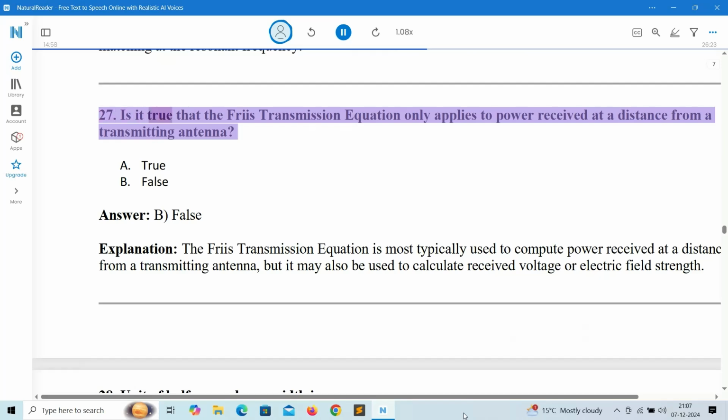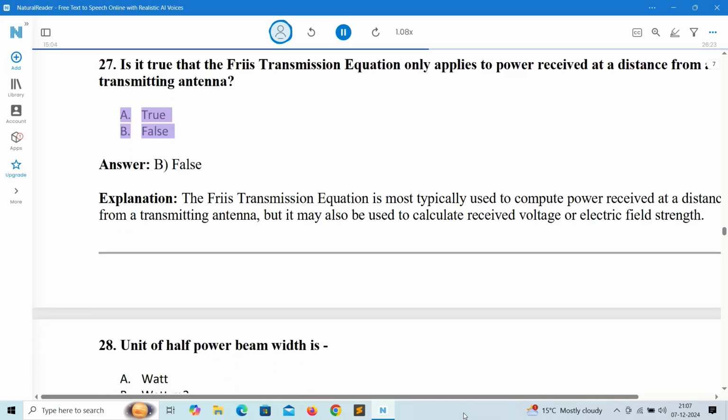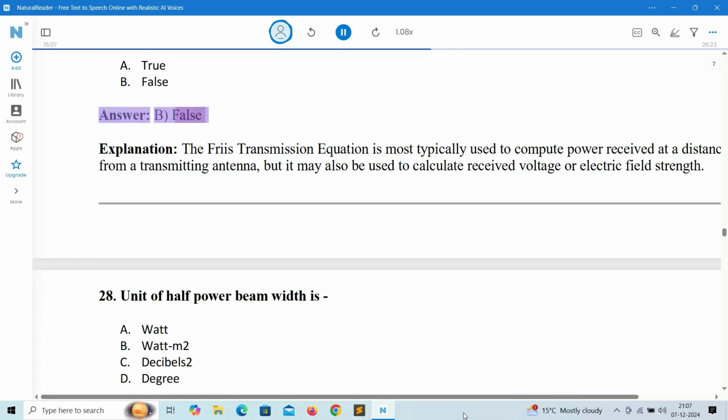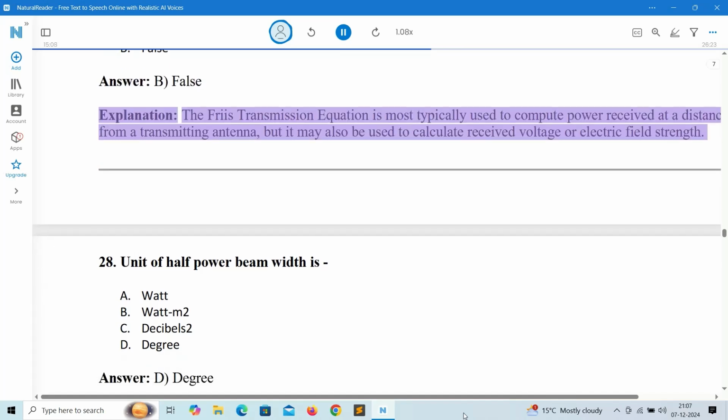27. Is it true that the Friis transmission equation only applies to power received at a distance from a transmitting antenna? A. True. B. False. Answer. B. False. Explanation. The Friis transmission equation is most typically used to compute power received at a distance from a transmitting antenna, but it may also be used to calculate received voltage or electric field strength.